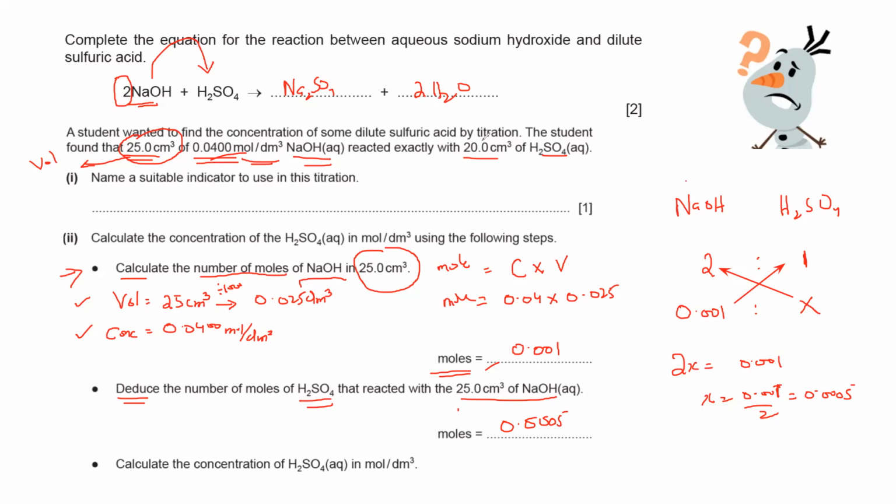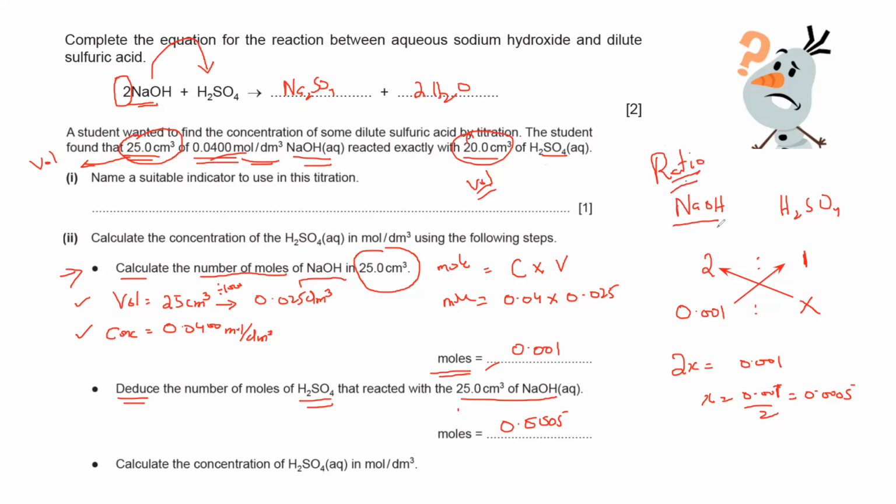So first we use a formula. Why do we use a formula? Because the concentration and volume were given for sodium hydroxide. That's why we use the formula. But for the second one, for sulfuric acid, we don't have its concentration. We have only its volume. The volume of sulfuric acid is given, but we don't have concentration. So we cannot use the formula. That's why we use the ratio.